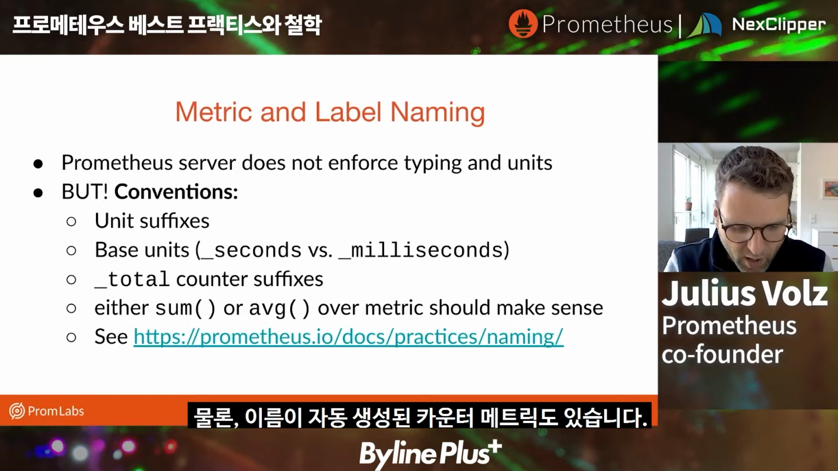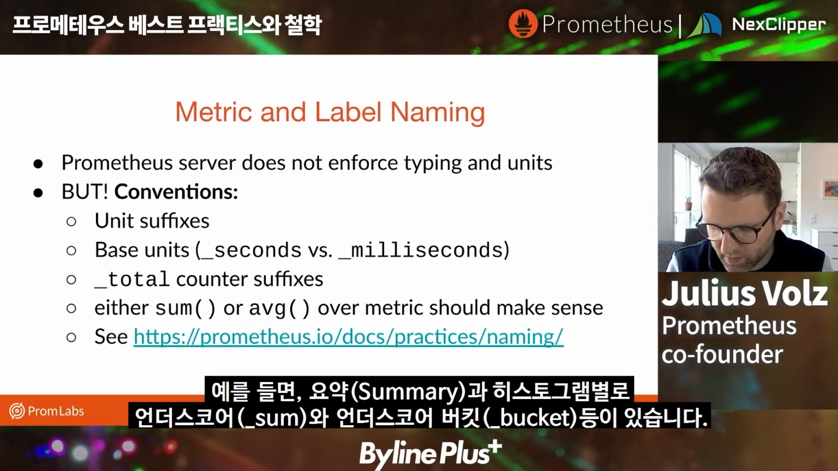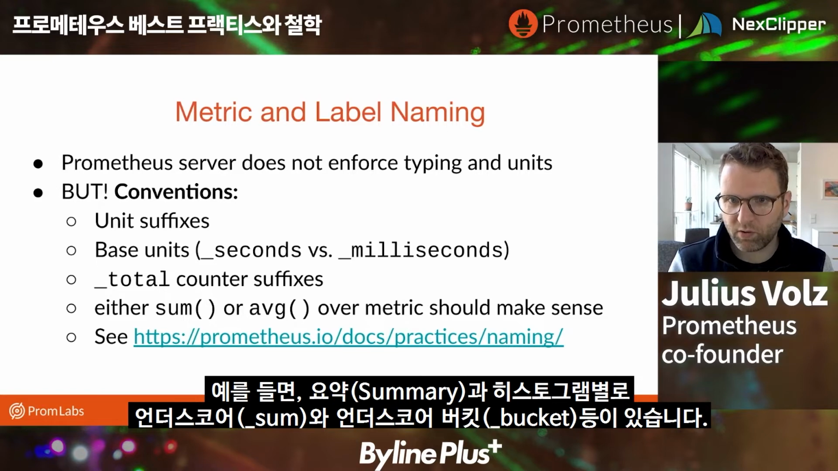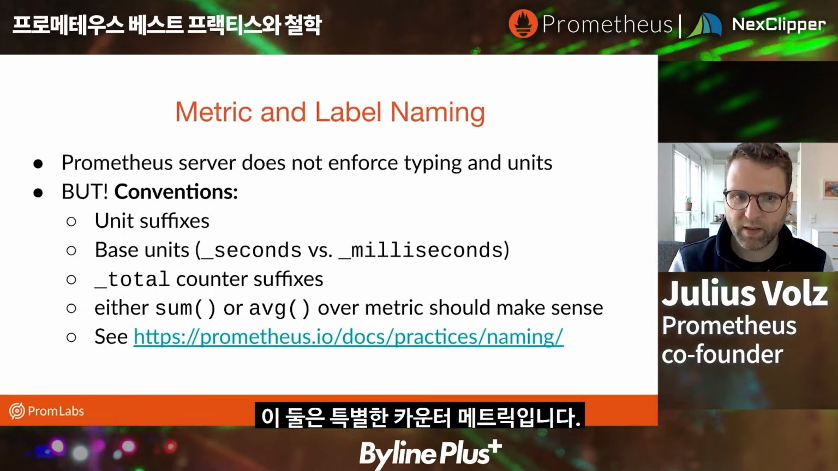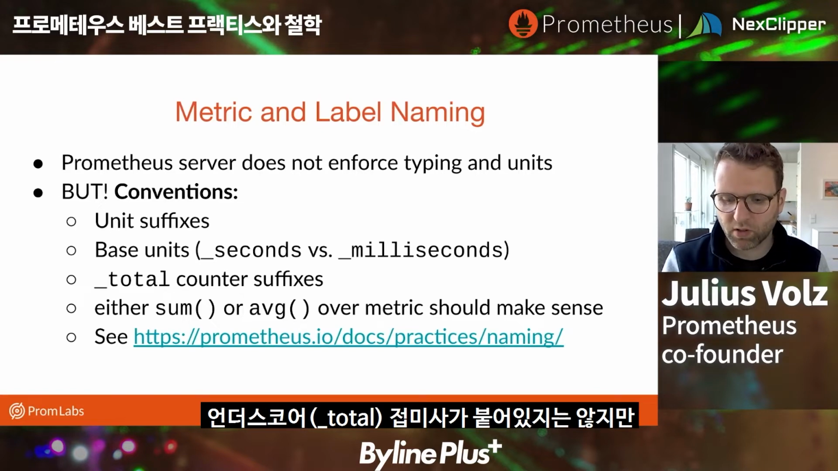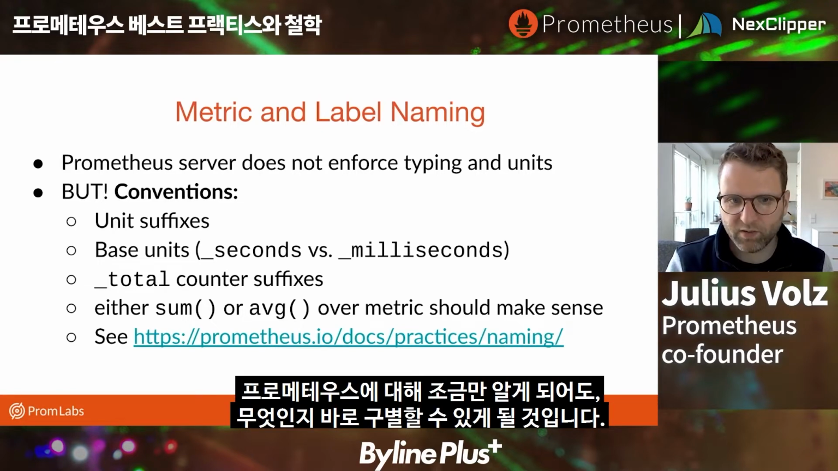Obviously, there are some counter metrics that are auto-generated, for example, by histograms and summaries. They have underscore count, underscore sum, underscore bucket. Those are special counter metrics. These will, of course, not have underscore total as a suffix, but when you know a bit about Prometheus, you know immediately what they are.